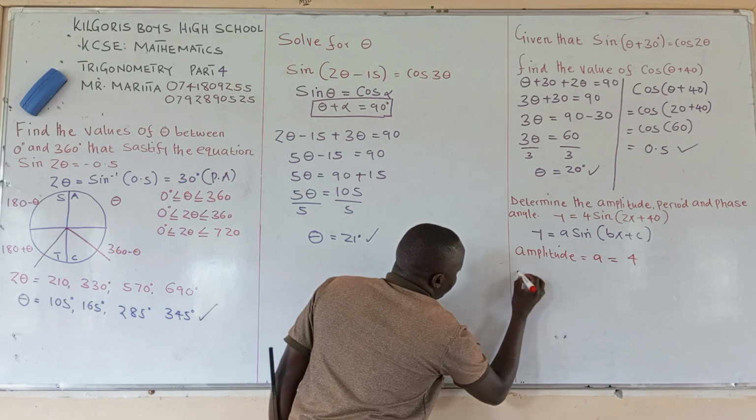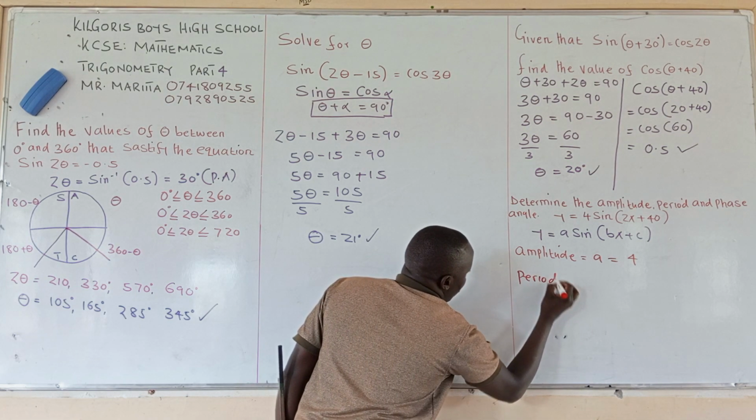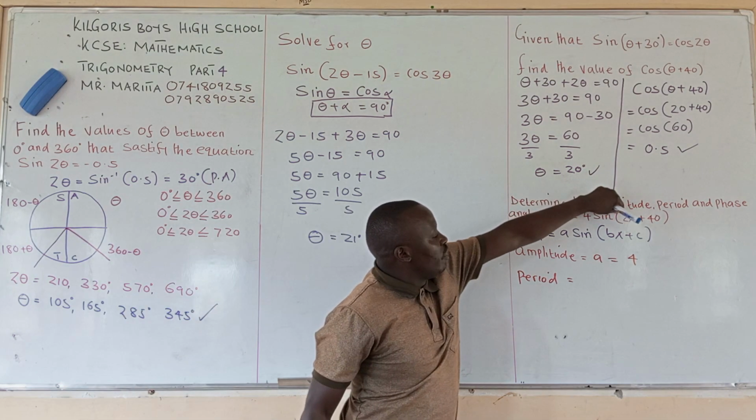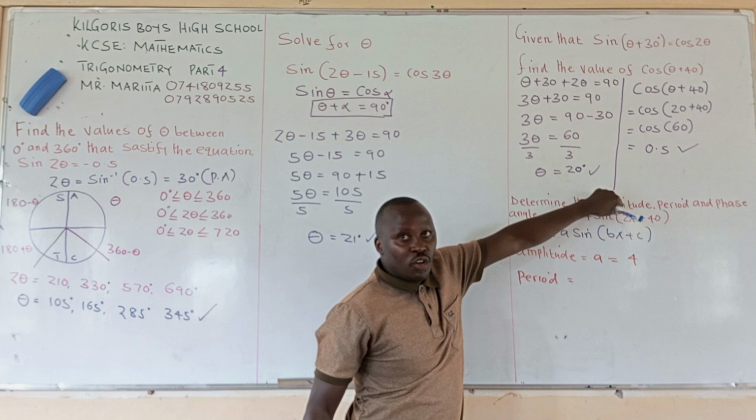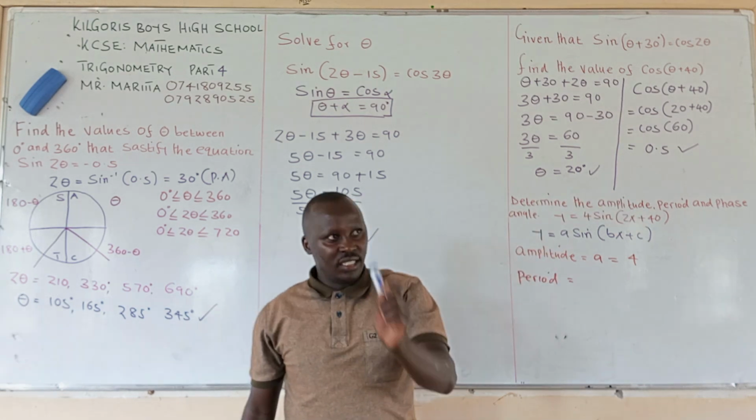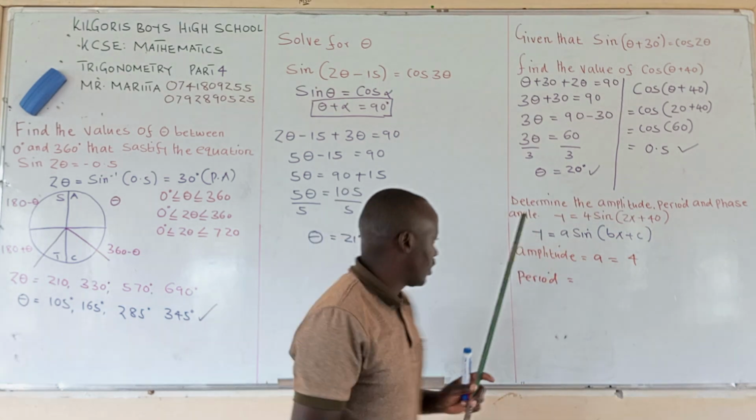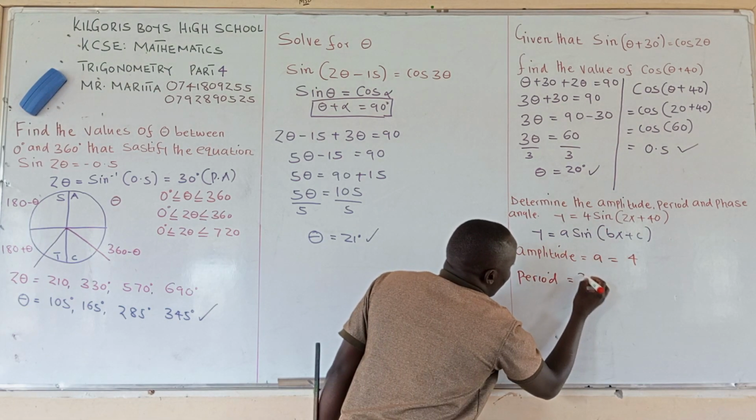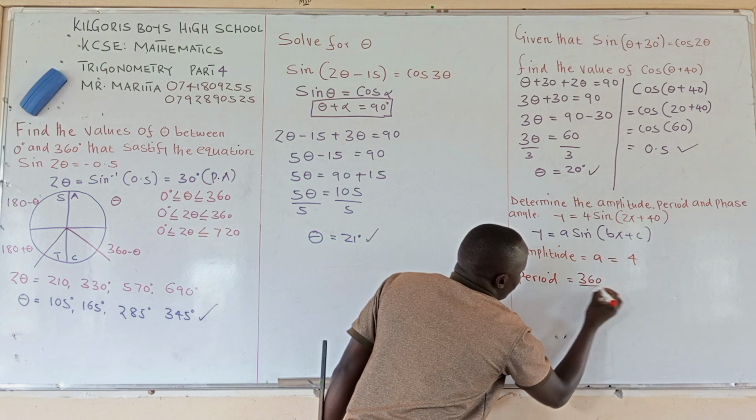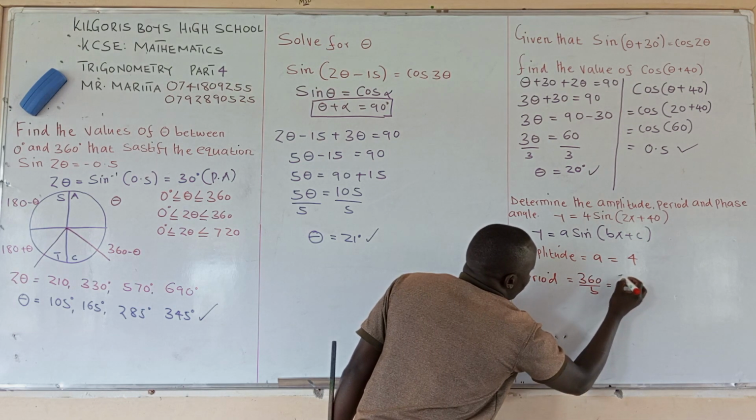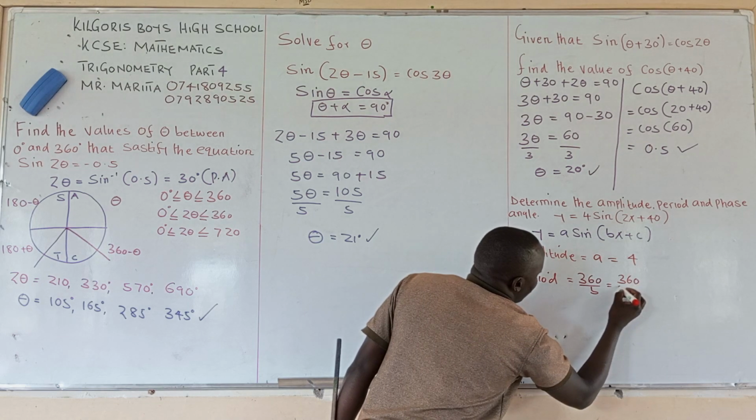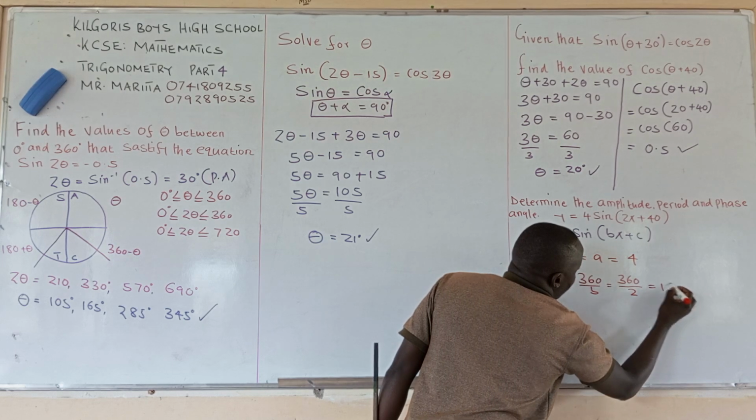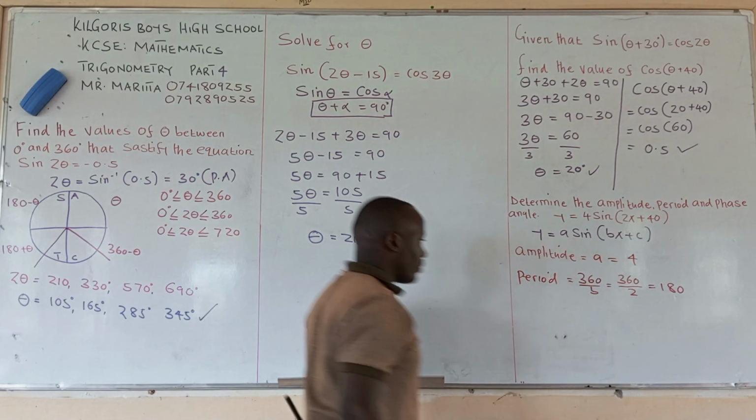The period of the wave. The period of the wave is normally equivalent to 360 divided by the coefficient of x. You check the coefficient of x, then you take 360 and divide by the coefficient of x. In this case, the coefficient of x is 2, so it is just 360 divided by 2, which gives us 180.